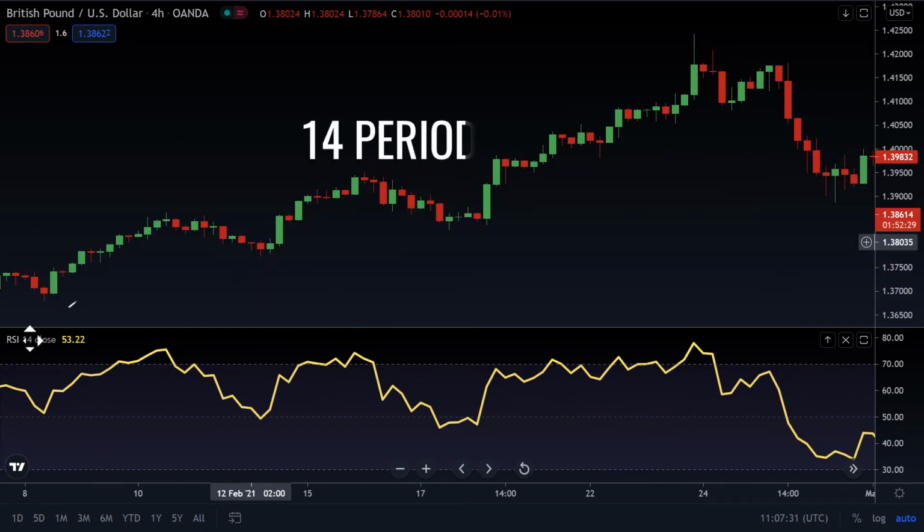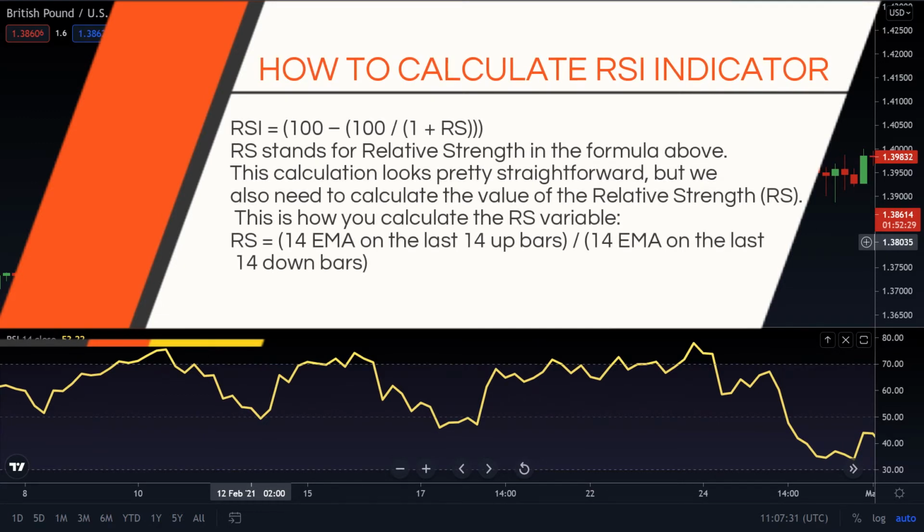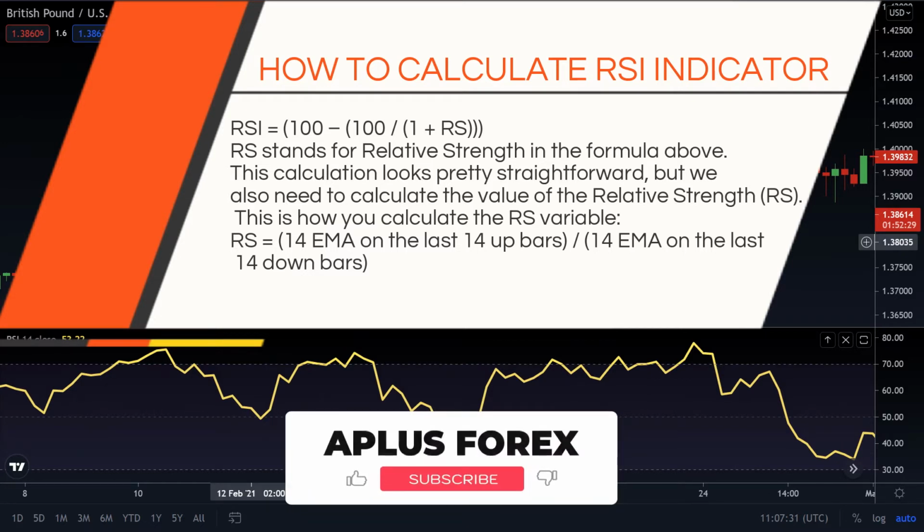The default RSI setting is typically 14 period. Now let's dissect the RSI calculation a bit further. First, let's take a look at the RSI formula taking the 14 period setting. RSI equals 100 minus 100 divided by 1 plus the relative strength. This calculation looks pretty straightforward.